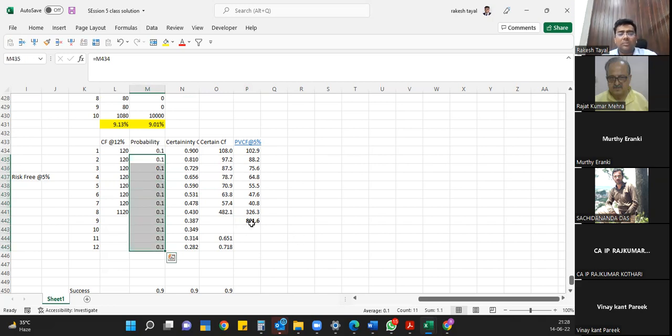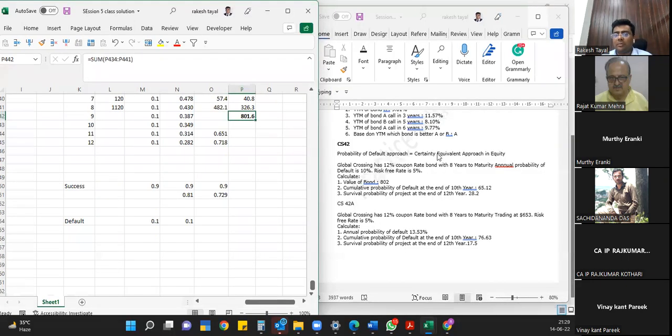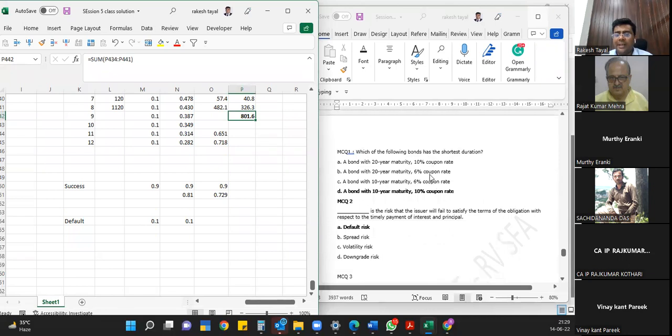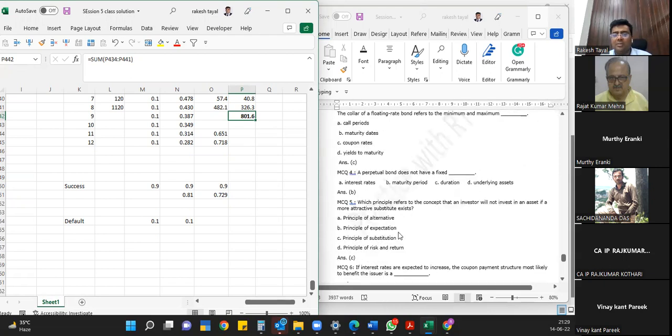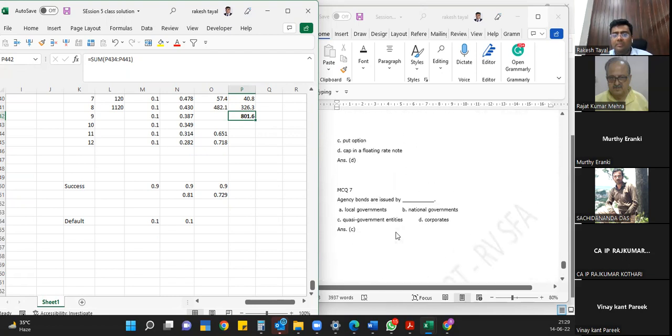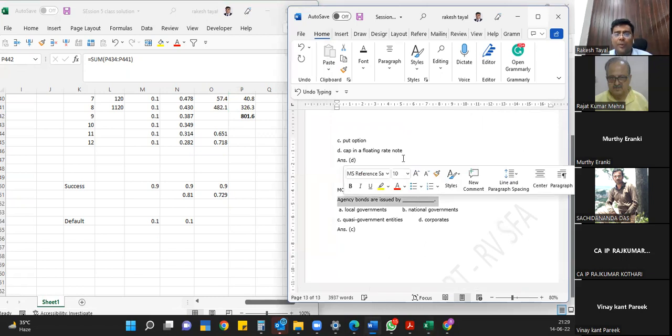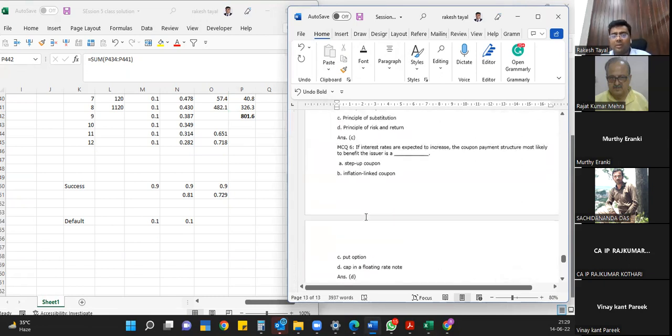Clear? So this is, I think we have done. There are certain MCQs which you can read, answers are already given. If there is any issue, we can discuss. This is the question: agency bonds are issued by. Is this something new, or is there a question?